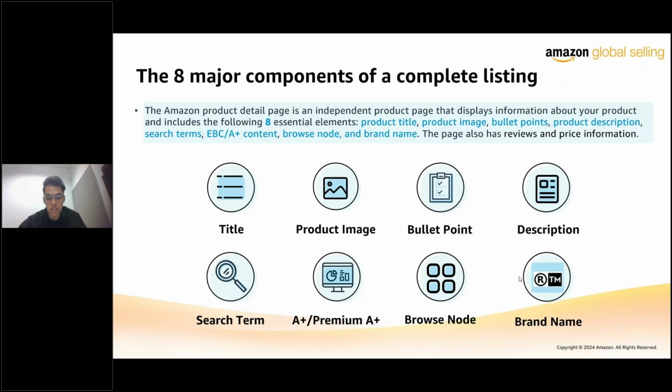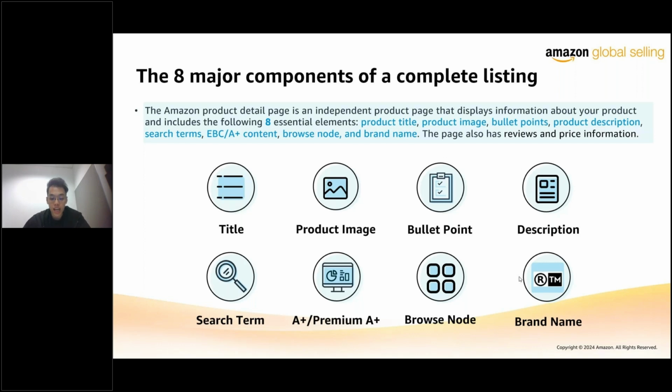This also gives buyers, or customers, an impression of the quality of the brand and the product itself. Bullet points are usually used to highlight, for example, the material you are using, the purpose or ingredient you are using, where it should be used, and so on. And the description is just a description of what this product is and so on.